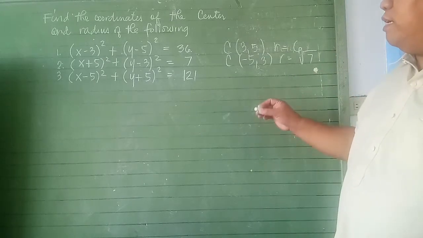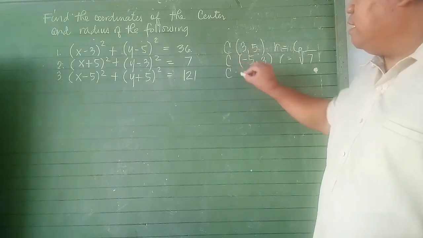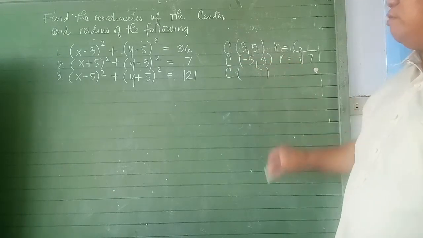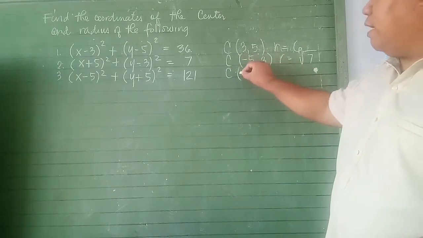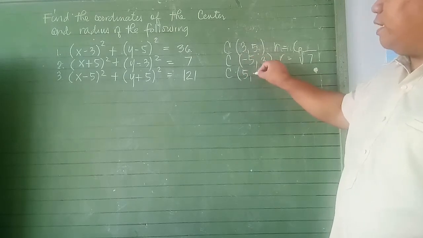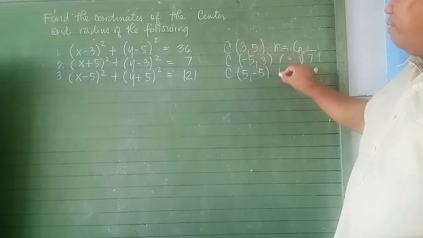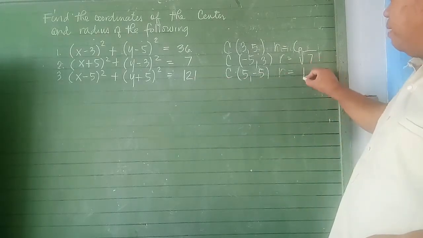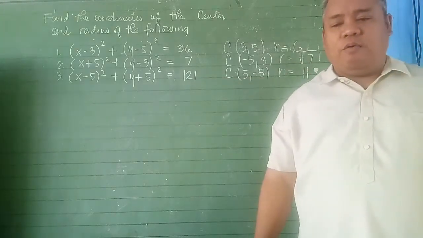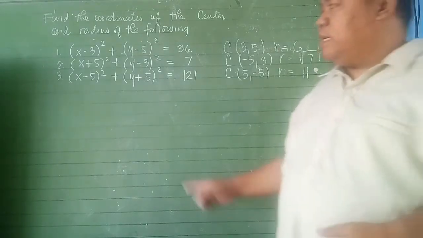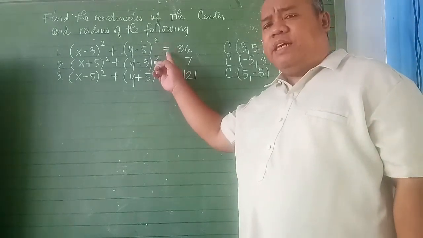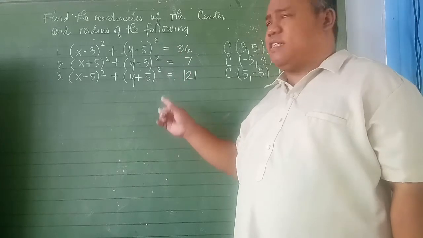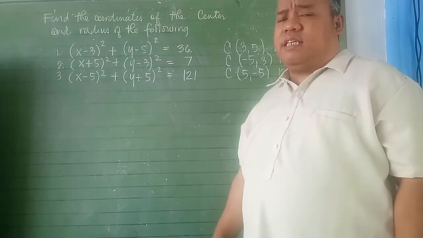Leave it like that, so feel free to leave it in radical form. Next one, we have here number 3. The center of your circle should be at (5, negative 5), and your radius is the square root of 121. That is okay.